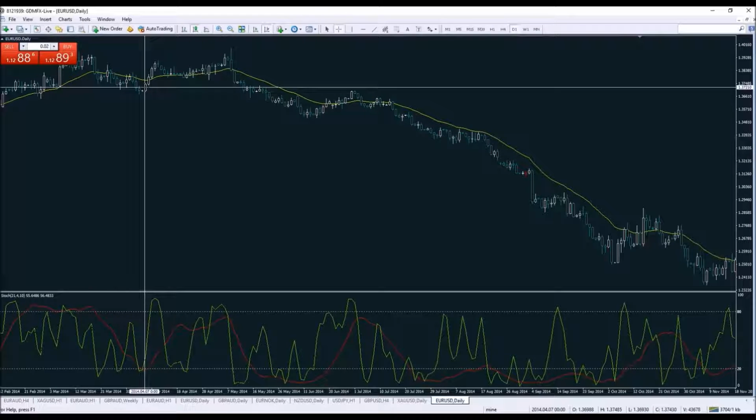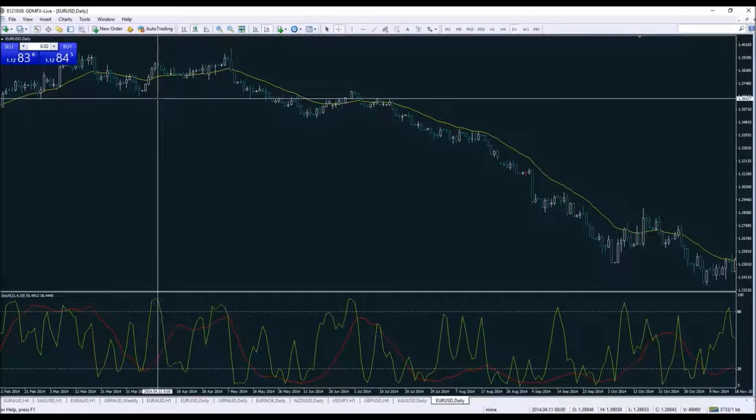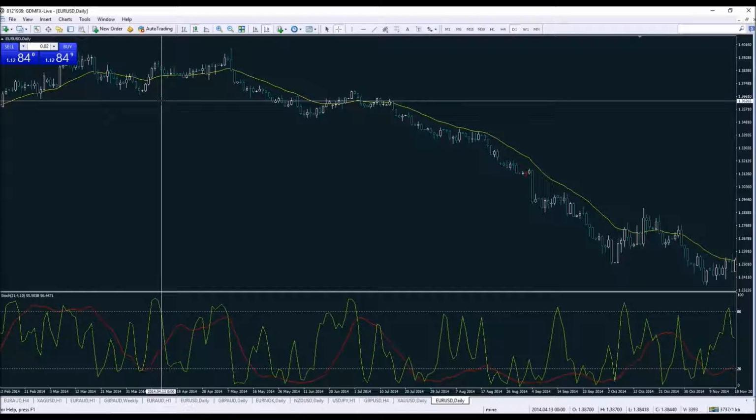Now, candlestick patterns, ladies and gentlemen, can generate very strong signals, especially when we're looking at trend reversals or trend continuations. Therefore, this is also something powerful that we should be looking at.